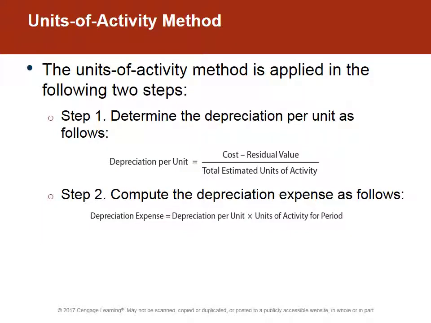So in this example, management makes a decision between straight line or units of production. They have to figure out what the activity is going to be. And again, the numerator is depreciable cost. This is the formula. And the denominator is the total estimated units of activity. So depreciation expense is then recorded by taking the depreciation per unit found here with this formula, multiplying it times the units of activity for the period.